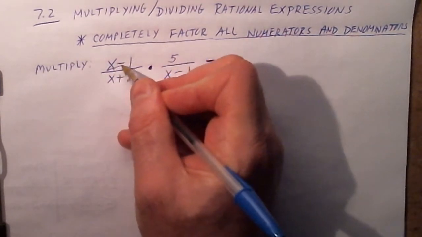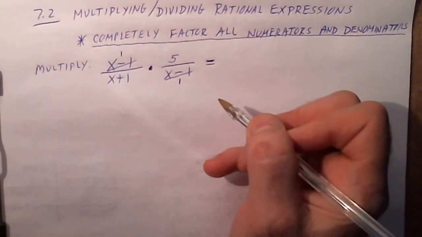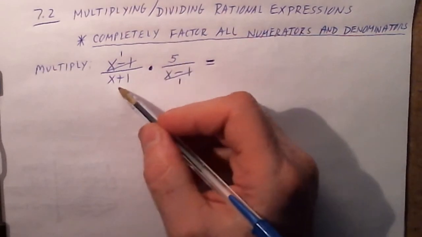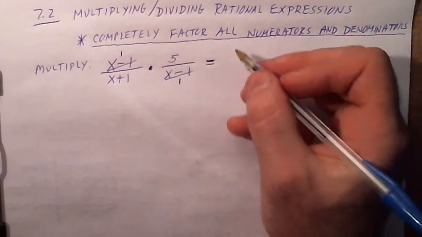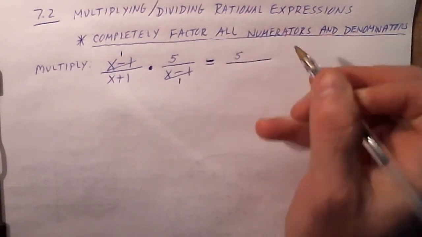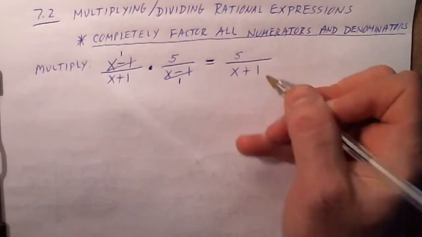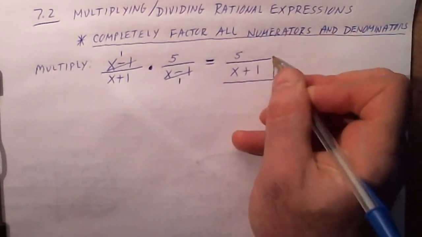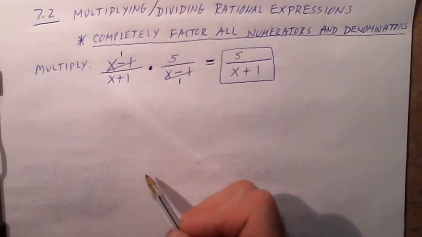So therefore, we say x minus 1 divides into itself once, divides into this x minus 1 down here once. Notice there's no cross-canceling available between the 5 and the x plus 1. And so our final answer is going to be 1 times 5, or 5, and that sits over x plus 1 times 1, or x plus 1. And we're done. This is the correct reduced product of these two rational expressions.